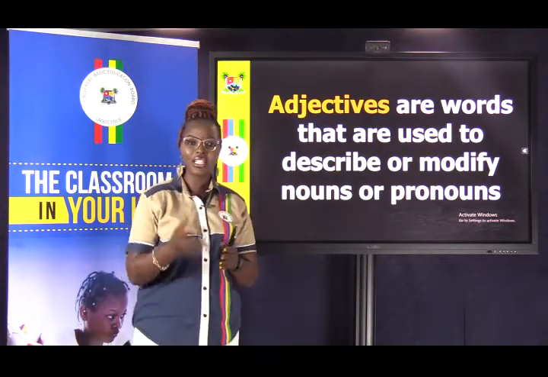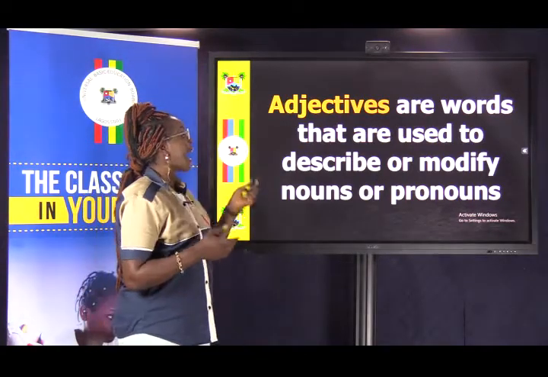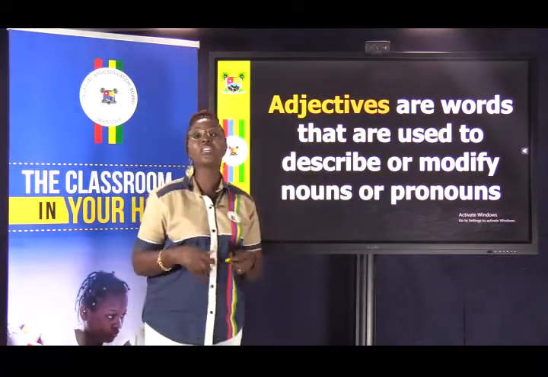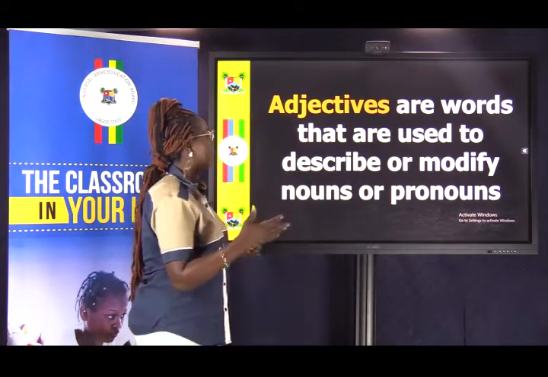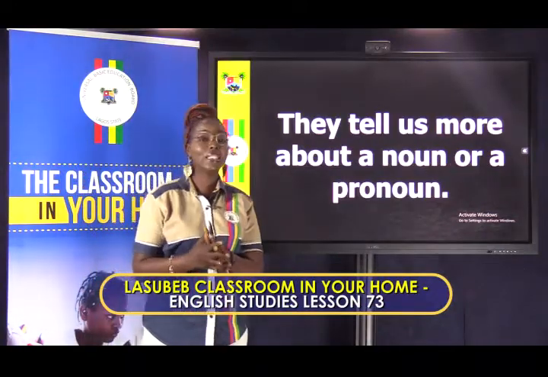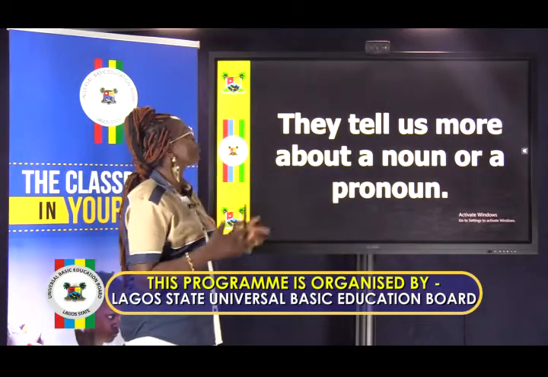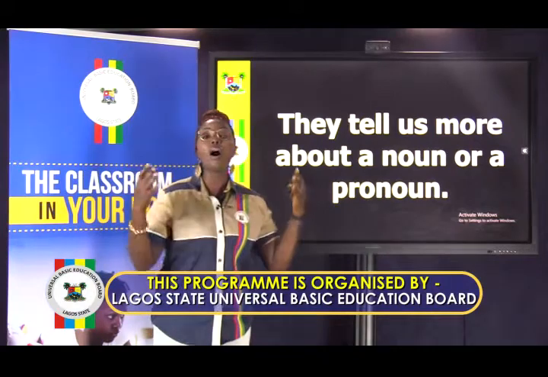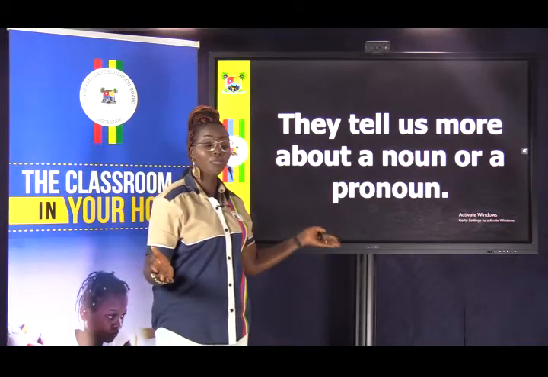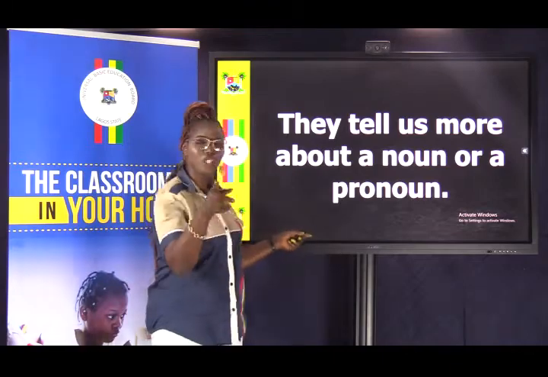Can we take that again, children? Let's read it together. Adjectives are words, okay, that are used to describe or modify nouns or pronouns. Don't worry, as we go on and you see examples, you will surely get the meaning of what that is all about. Now, adjectives also tell us about a noun or a pronoun. I'm sure you all know nouns, naming words. What about pronouns? They are what? They are words used instead of a noun. Beautiful, you are so correct.